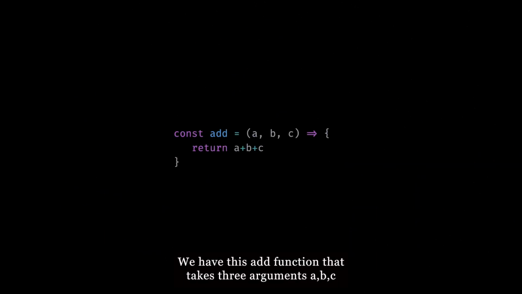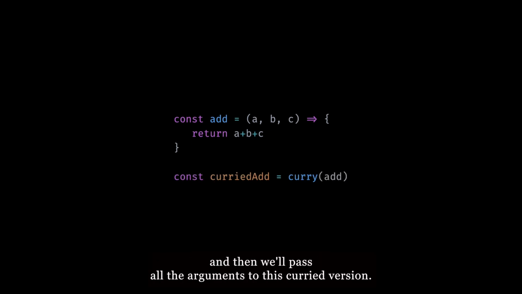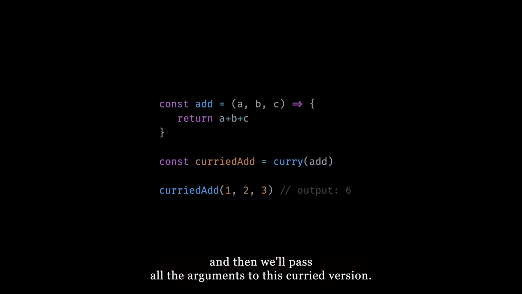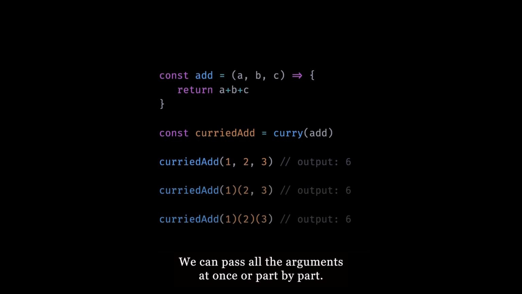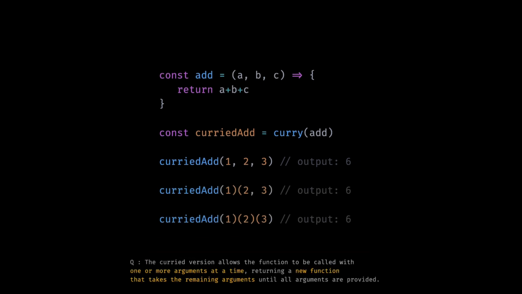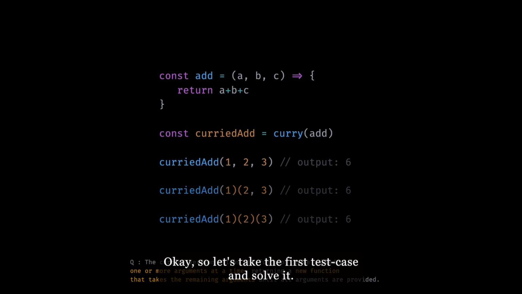Okay, so here's an example. We have this add function that takes three arguments a, b, c, and that just returns the sum of the arguments. Now we need to convert this function to a curried version, and then we'll pass all the arguments to this curried version. We can pass all the arguments at once or part by part. Okay, so let's take the first test case and solve it.